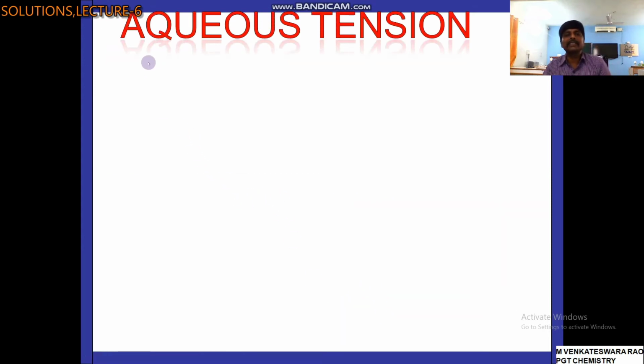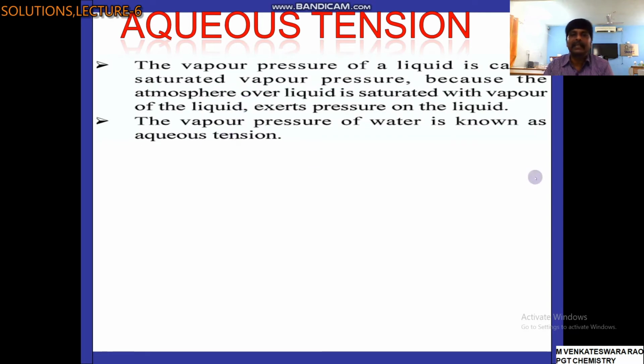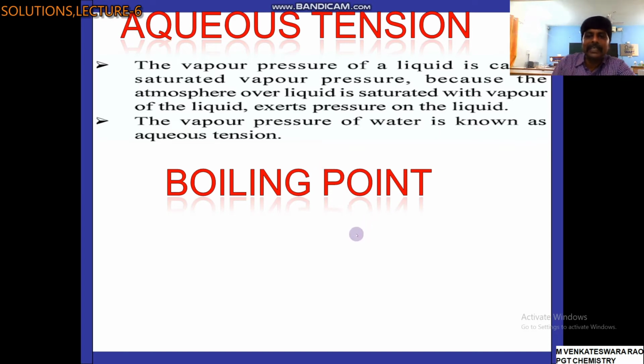So one more term is required here: aqueous tension. Aqueous means water, tension means pressure. So it is a term related to pressure and water. The vapor pressure of a liquid is called saturated vapor pressure because the atmosphere over the liquid is saturated with vapor of the liquid, which exerts pressure on the liquid. The vapor pressure of water is known as aqueous tension. Simply, what is aqueous tension? The vapor pressure of liquid water is known as aqueous tension.